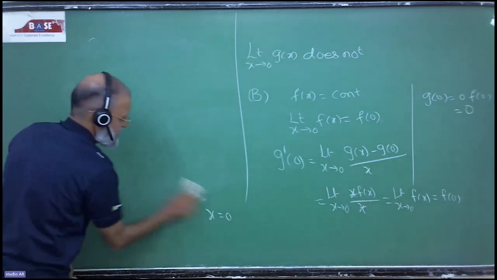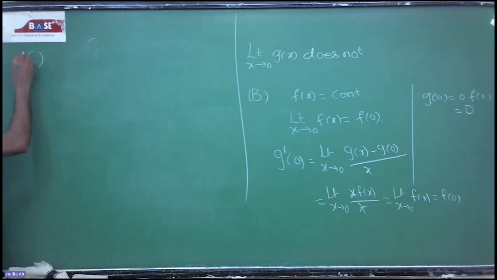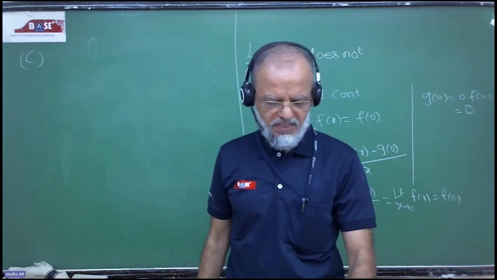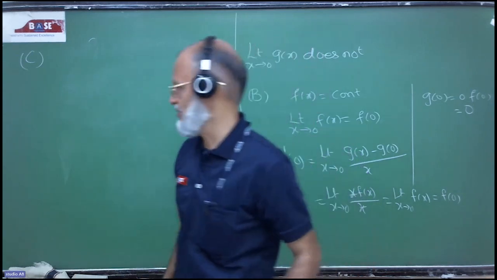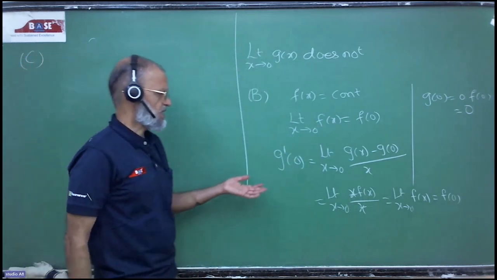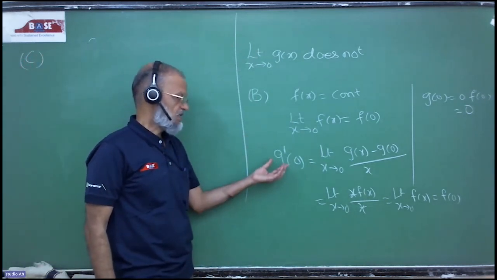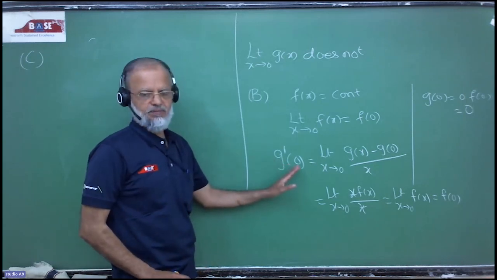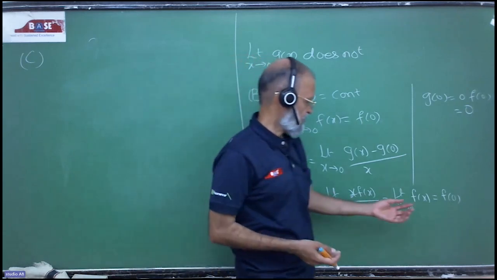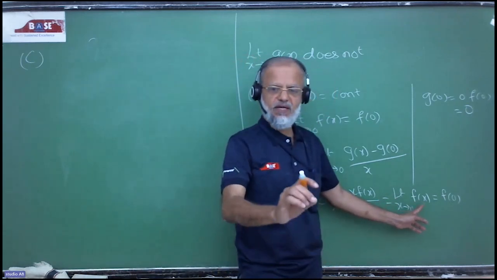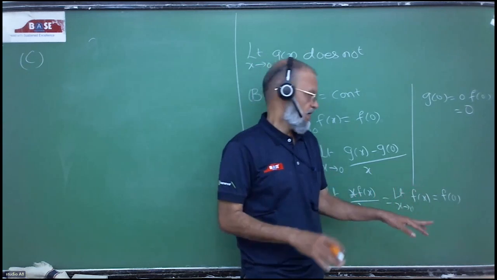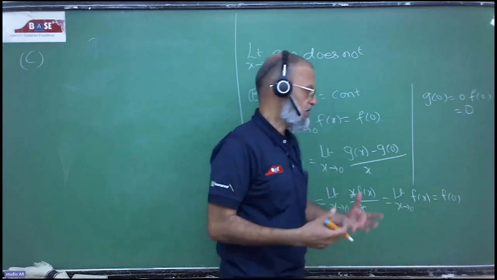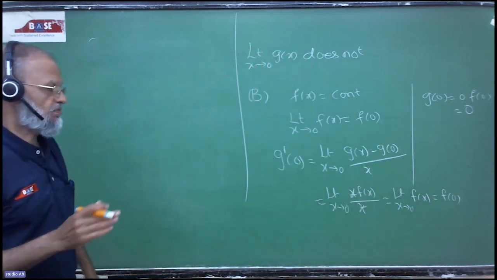I will go for the next option. I am going for option C. What is option C? If you see here, option C is: if g of x is differentiable, then f of x is continuous. From here itself we are seeing, if they are giving that g of x is differentiable, this must be existing. Whenever this limit is existing and finite, then definitely that will be existing.